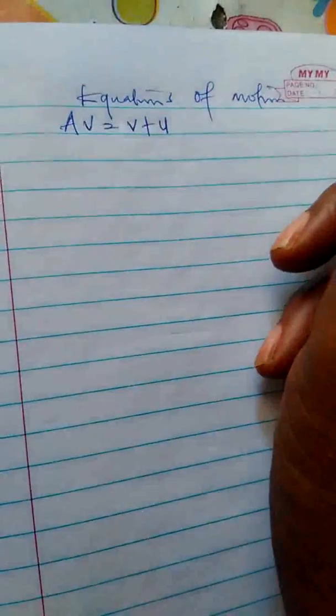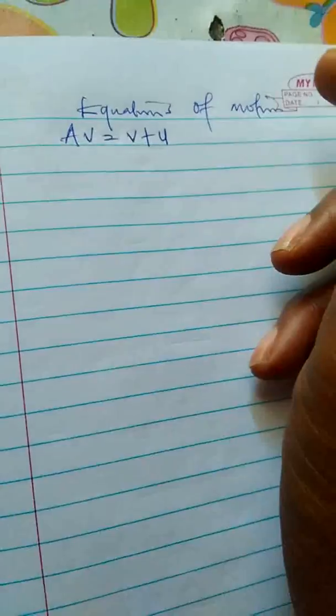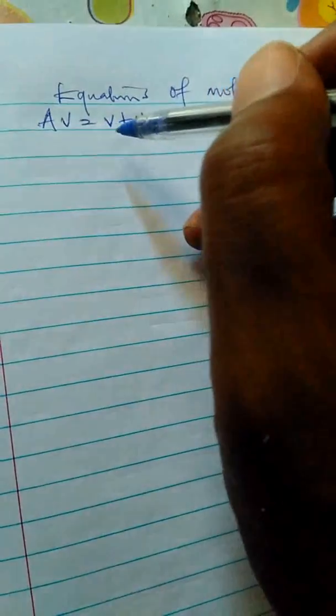Well, today I'll be teaching our equations of motion, which we all know that there are three. This A now stands for average velocity, which is equal to final velocity, which we will represent with V, and then the initial velocity, which we will represent with U. So we'll say V plus U all over 2 equals average velocity.